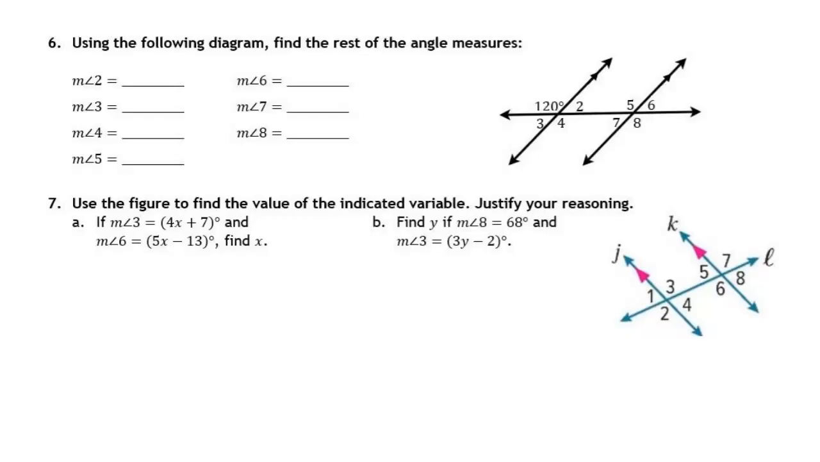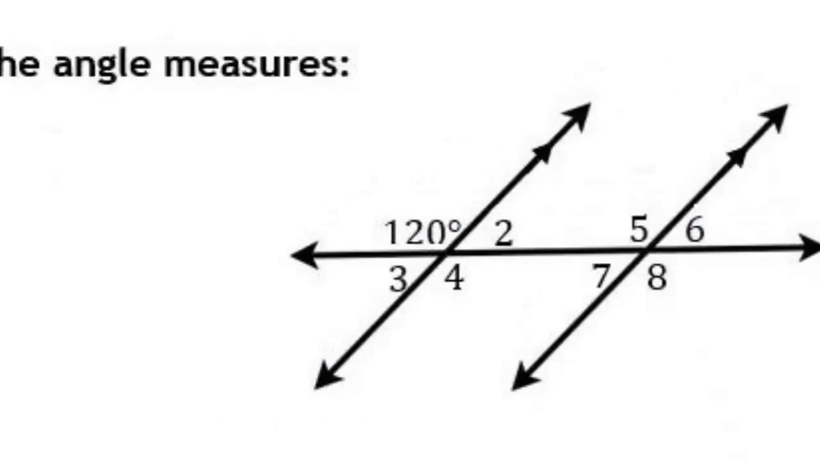So we are going to start off by finding the measurements of all of the other angles in this picture except for the one angle that we were given. And we are going to use what we learned about special angle pairs last week in order to do that.